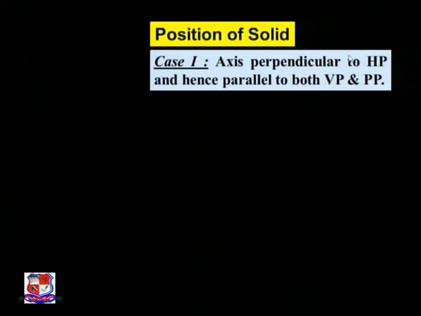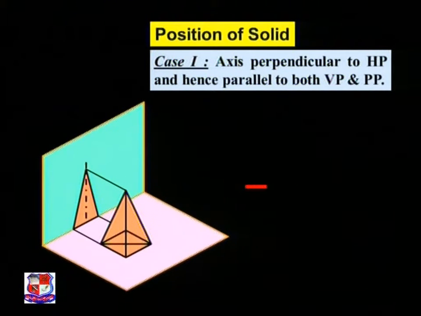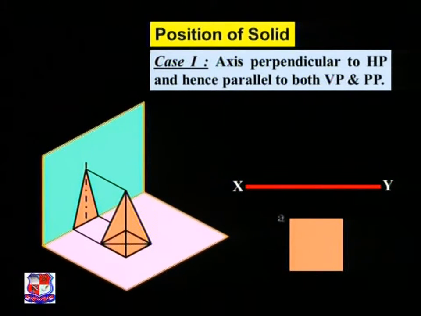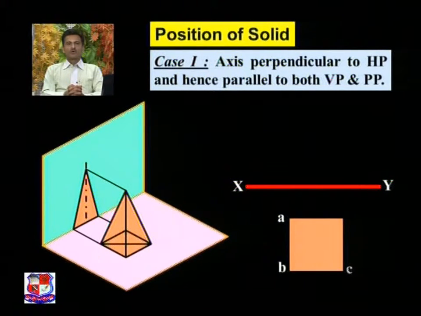Now position of solids, the first case, axis perpendicular to HP and hence parallel to both VP and profile plane. If the data is given like this, the axis is perpendicular to HP and base parallel to both the vertical plane and profile plane. So this is the case, as this is a square pyramid, and in a square pyramid the axis is perpendicular to HP and parallel to the vertical plane. So how to draw this case?